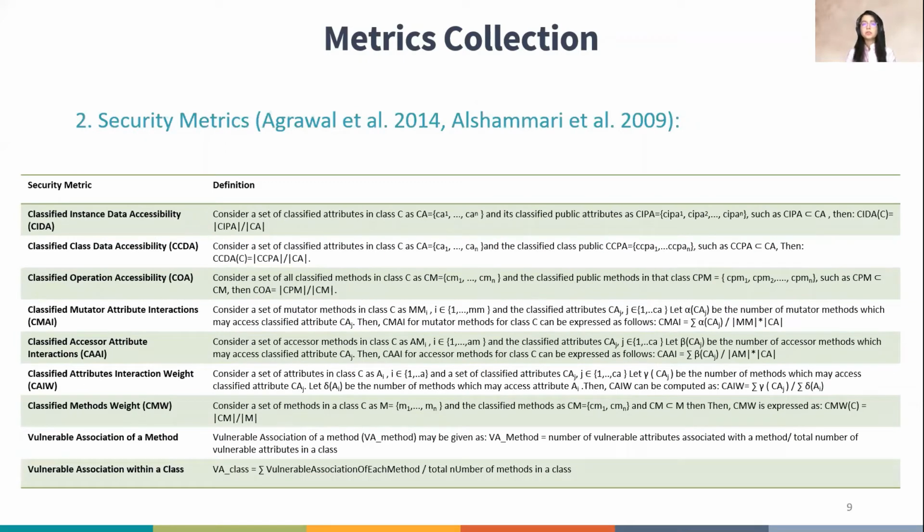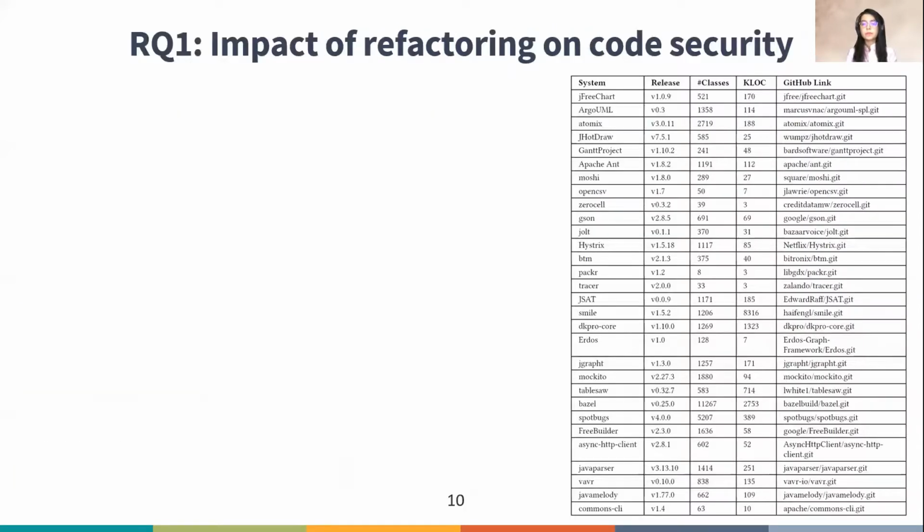For the security part, we chose a set of 8 code-level security metrics that reflect the exposure of classes and methods that deal with sensitive information. These metrics can also be measured by static analysis.